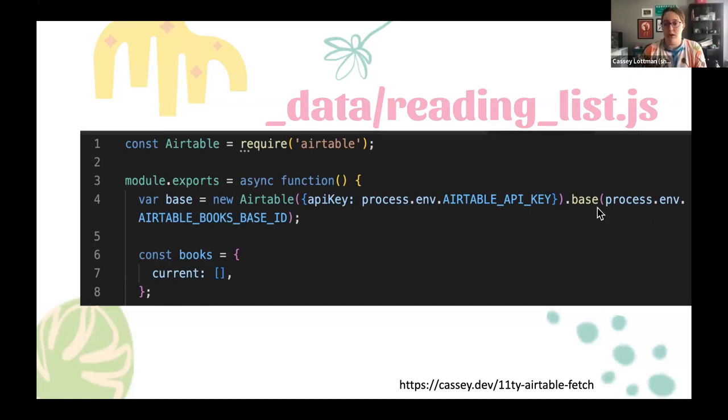In here where you're calling your base, you can also use the name of your base. So instead of using the base ID, I could just put in my library as a string and that would work. But then if you rename your table, like I did a couple days before this talk, I would have to go change my code for it to keep working, whereas the base ID is going to be stable.